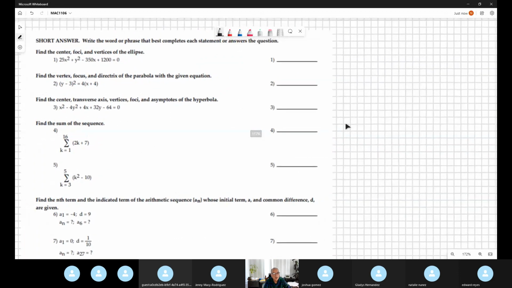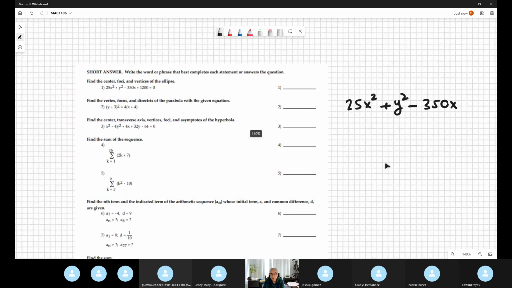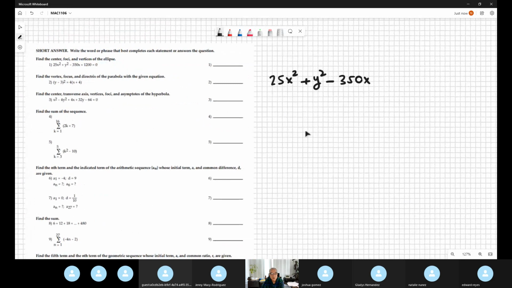Okay, look at that. I realize that the first question is obviously an ellipse because it's 25x squared plus y squared minus 350x plus 1200 equals 0. So I need to determine everything. We need to do the sketch of this: center, foci, vertex.